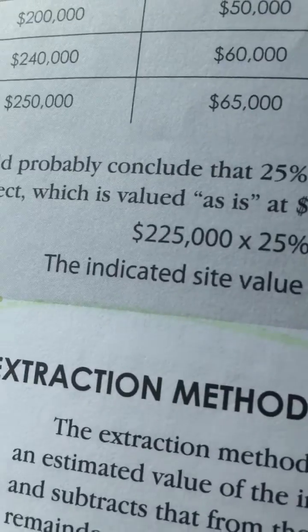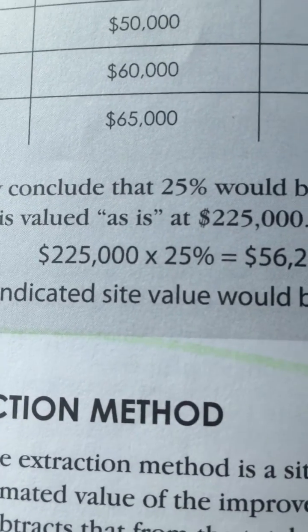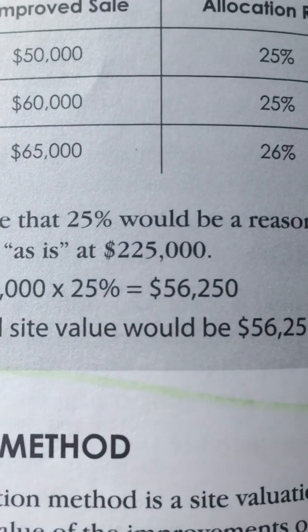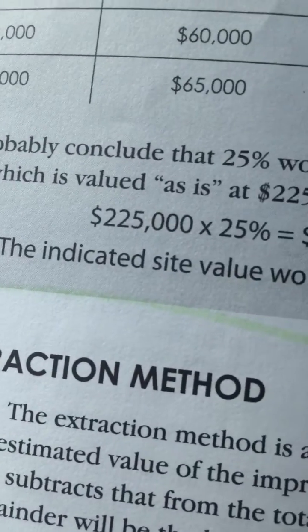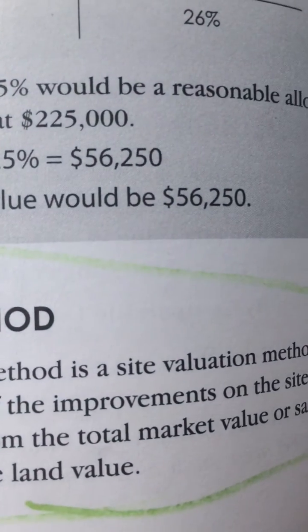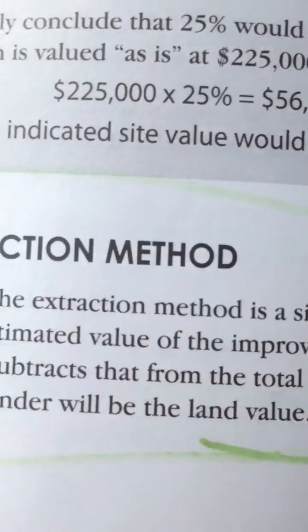$225,000, the subject, multiplied by 25% equals $56,250. The indicated site value would be $56,250.